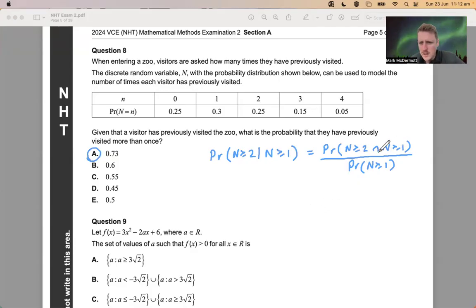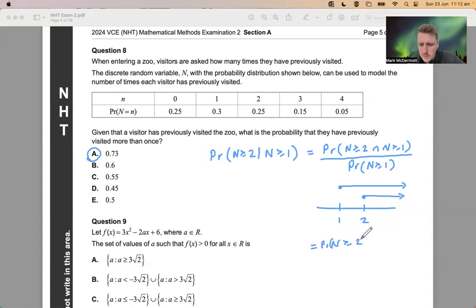For this top part, I like to draw a very small number line. N is greater than or equal to 2, so that's from here onwards. And n has to be greater than or equal to 1, so that has to be all of this. Now the question is, where do they overlap? Where is the intersection? Well, the intersection is just n greater than or equal to 2. So the numerator just becomes n greater than or equal to 2.